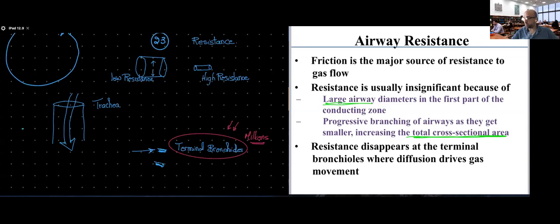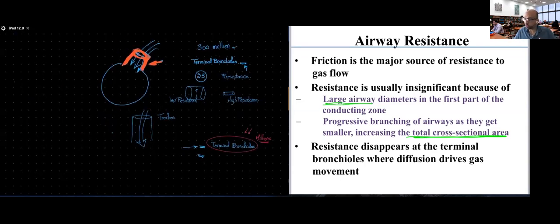The vacuum effect is outside of the lungs. This is what drives the air. So this is something that we've mentioned earlier. So the vacuum here is outside of the lung.